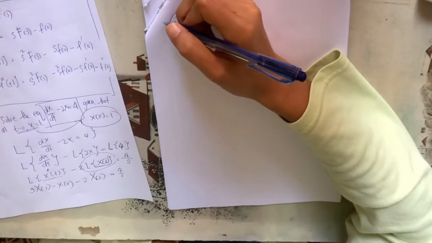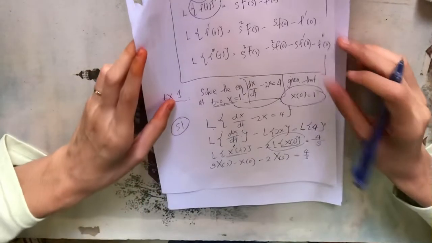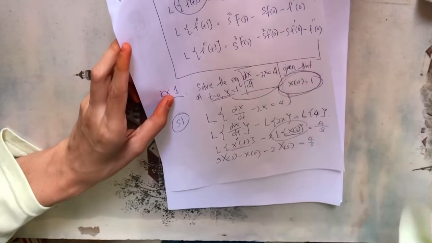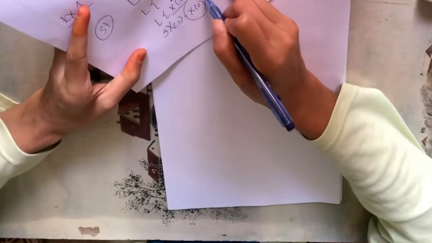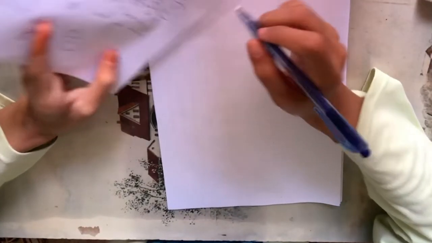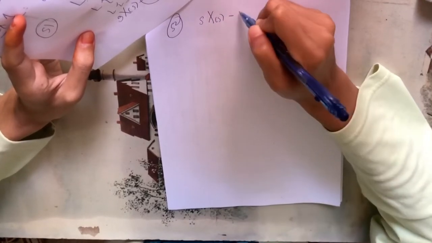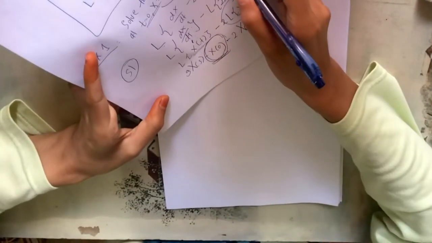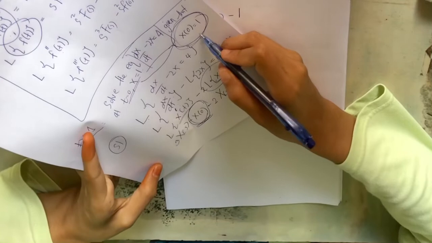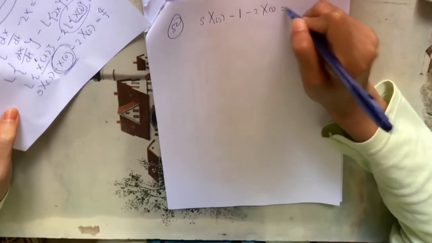The step is to insert the given initial condition, and your initial condition here is this one. So you just insert this one. So you have S, capital SS minus 1. This one is no longer S0, you already substituted S0 equal to 1. So minus 2SS equal to 4S.